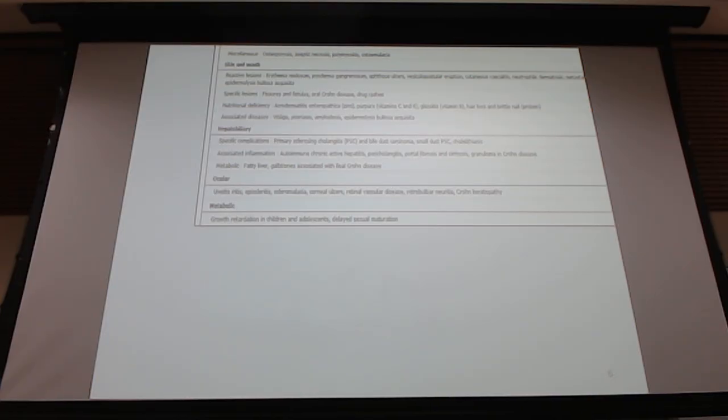Just realize that there's musculoskeletal. There could be skin and oral issues. There can be hepatobiliary. And then we can get ocular as well as metabolic. So what I'm saying is this is not always just going to present as, oh, I'm having abdominal pain. Oh, I'm having bloody stool. There can be different types of examples that are going to come out with that.